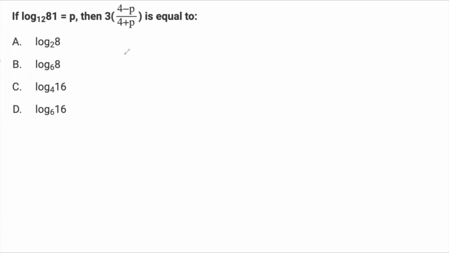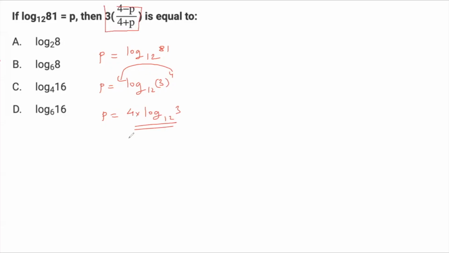All right, so let's look at the first method to solve the question. We have been given P as log of 81 to the base 12. Now this we can simplify as log of 3 raised to 4 and the base is 12. The 4 will come outside. P will be 4 times log of 3 to the base 12. And now we want the value of the expression thrice of 4 minus P upon 4 plus P. So in that we can substitute the value of P directly.